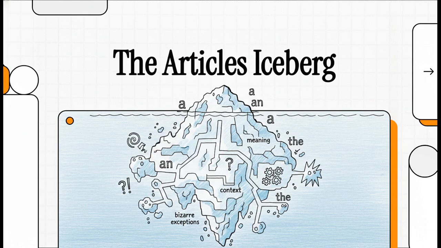These tiny words, they act exactly like an iceberg. Right on the surface, they look incredibly simple, literally just a few letters long. But hiding just underneath the water, there's this massive, complex world of meaning, context, and some seriously bizarre exceptions.